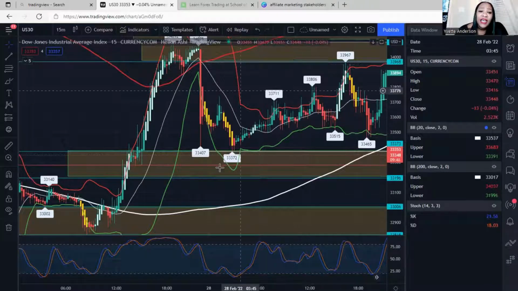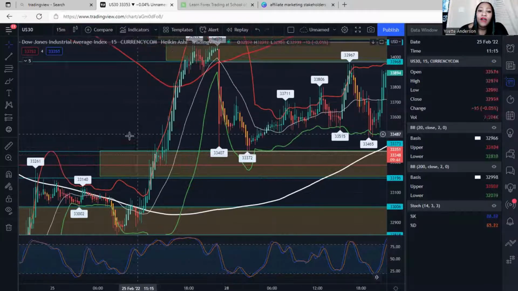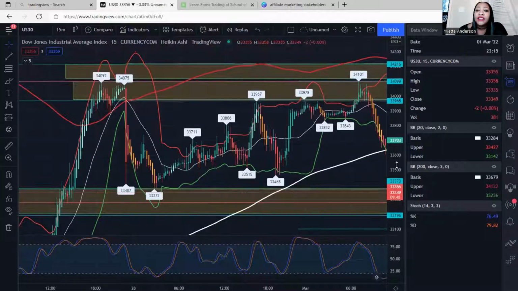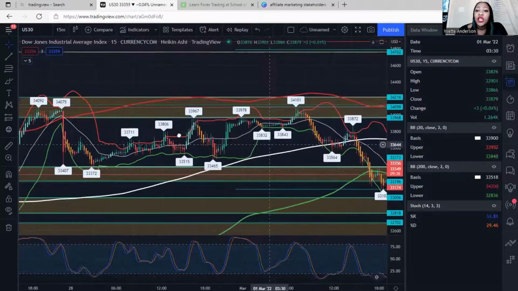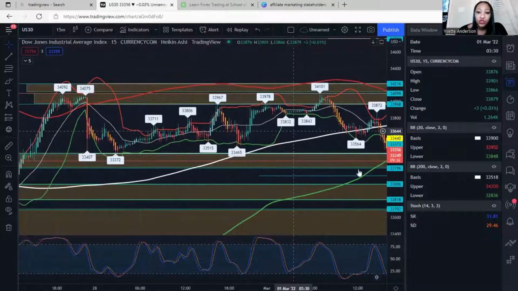So guys, I look to see where I can get in. Now, if you're wondering why I didn't get in here or why this area is blank, that is because the market was consolidating for a while in between those two zones.